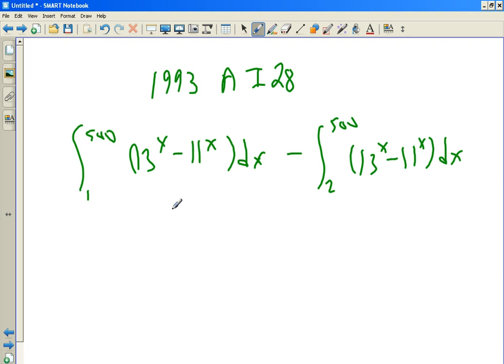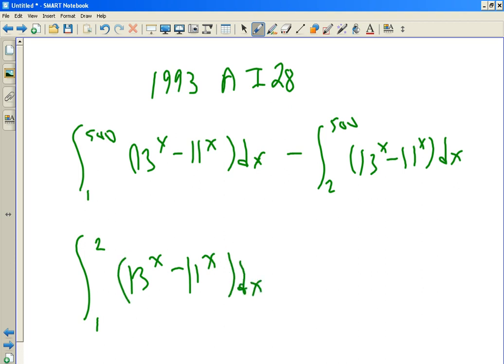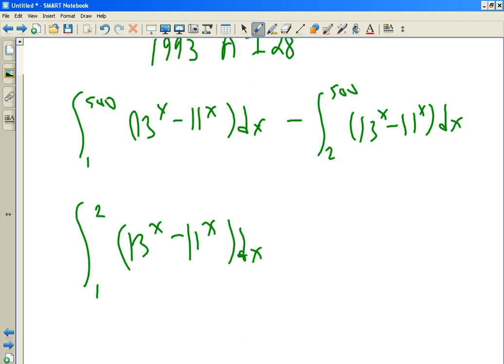If I take the area from 1 to 500 under this curve, minus the area from 2 to 500 under the same curve, I'm only talking about the area from 1 to 2. So you end up with one integral, and you don't have these insane limits of integration anymore. That makes it a little bit easier. So let's anti-differentiate.